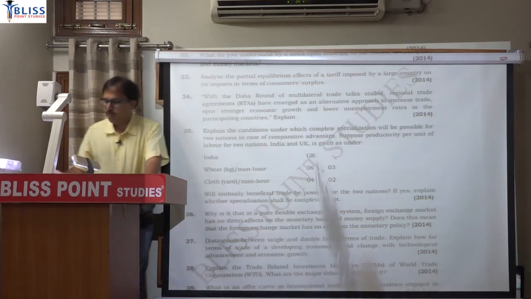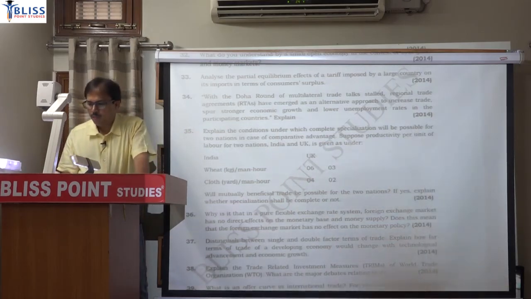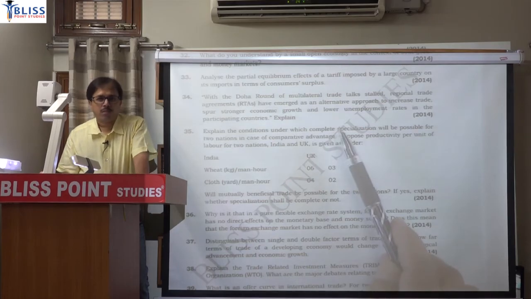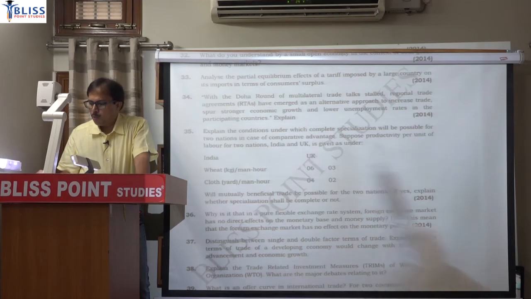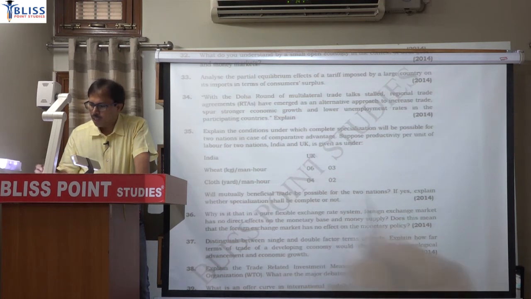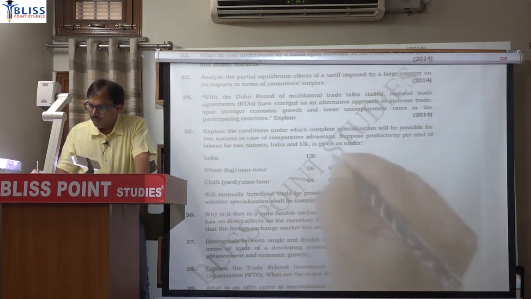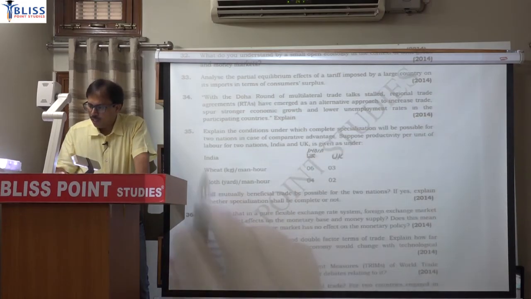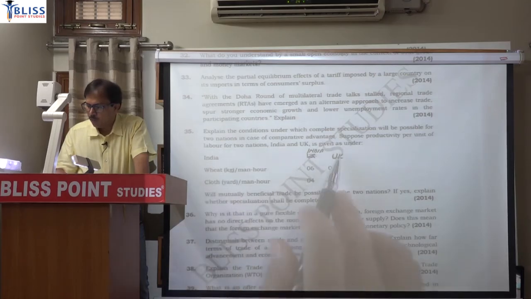Explain the condition under which complete specialization will be possible for two nations in the case of comparative advantage. Complete means you are producing only one product, and partial is when you produce both products. Suppose productivity per unit of labor for two nations, India and UK, is given as follows. The information for India and UK is given. This is for UK, make this correction here, and this is for India. The first will be for India, the second will be for UK.